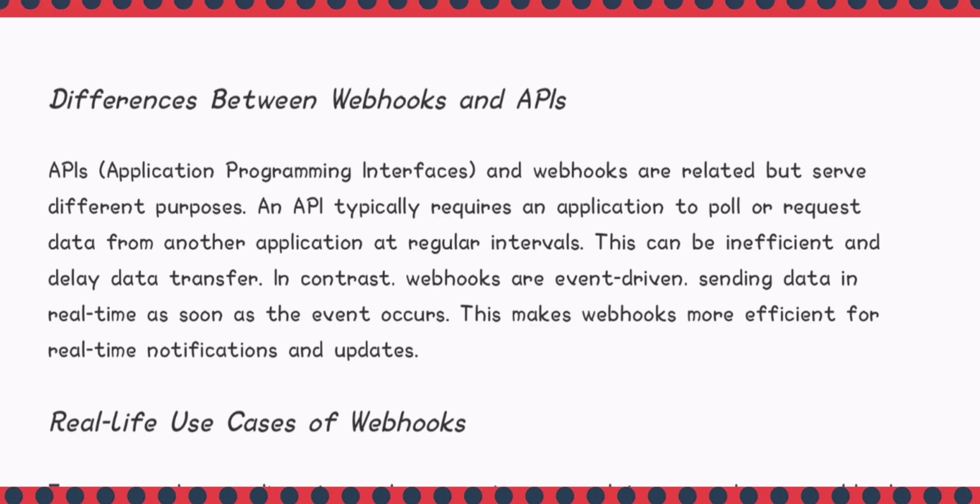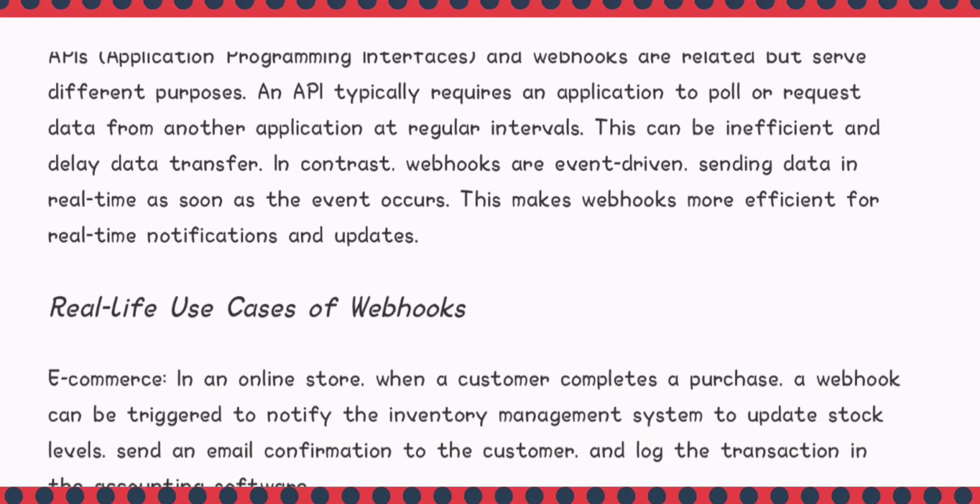Differences between webhooks and APIs. APIs, application programming interfaces, and webhooks are related but serve different purposes. An API typically requires an application to pull or request data from another application at regular intervals. This can be inefficient and delay data transfer. In contrast, webhooks are event-driven, sending data in real time as soon as the event occurs. This makes webhooks more efficient for real-time notifications and updates.